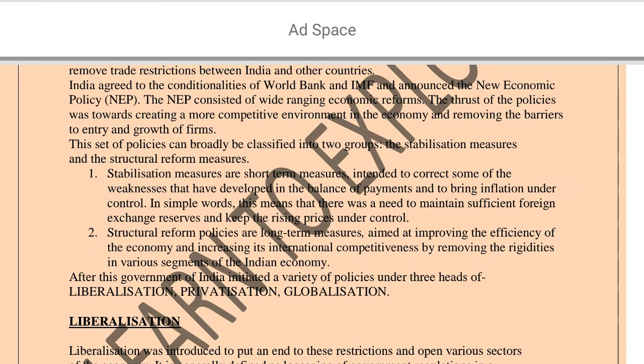Okay, so this NEP, new economic policy, consisted of two groups. First one was stabilization measures, which were for short term and intended to correct some of the weaknesses that have developed in the balance of payment and to bring inflation under control. Matlab, this policy was aimed to cut down the inflation in the country. Then the next was structural reform policies, which are long-term measures and aimed at improving the efficiency of the economy and increasing its international competitiveness by removing the rigidities in various segments of the Indian economy.